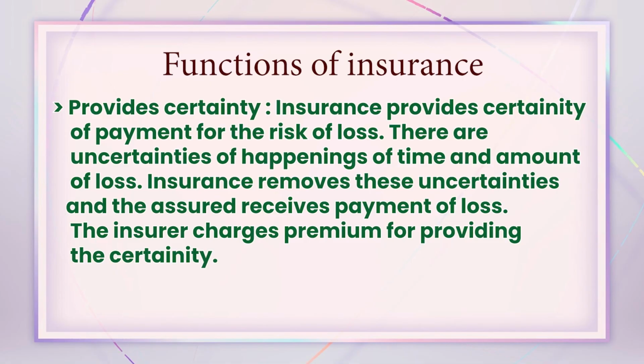First function is provides certainty. Insurance provides certainty of payment for the risk of loss. There are uncertainties of happenings of time and amount of loss. Insurance removes these uncertainties and the assured receives payment of loss. The insurer charges premium for providing the certainty.